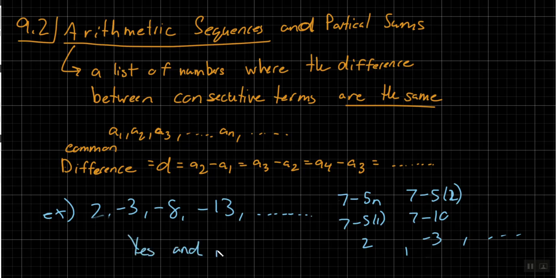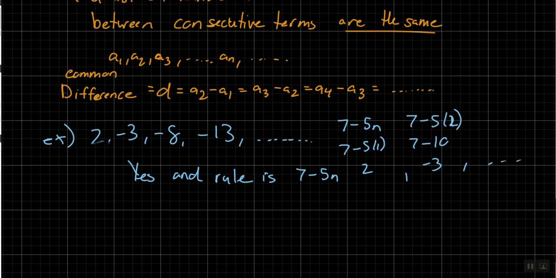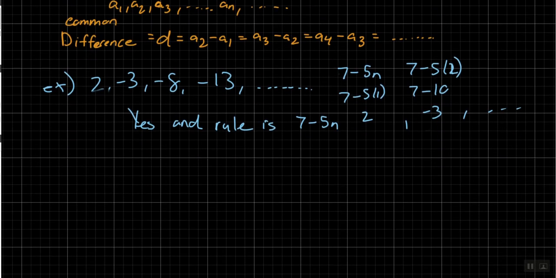And the rule is 7 minus 5n. They're going to ask you after this to find the 10th term or something. So that's why knowing the rule is important. There's a shortcut to doing that too, but first we're going to do a few more examples. I'm going to give you 2 more. We got 8 minutes left.